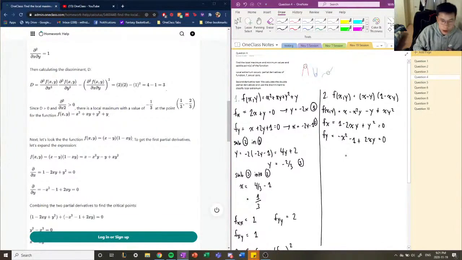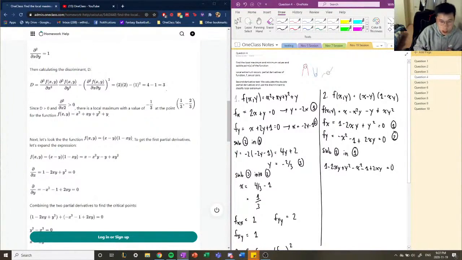And what do we get? Okay, so we're just going to equate these two to each other because they both equal 0. So sub 2 into 1, and we get this huge equation: 1 minus 2xy plus y squared minus x squared minus 1 plus 2xy equals 0.